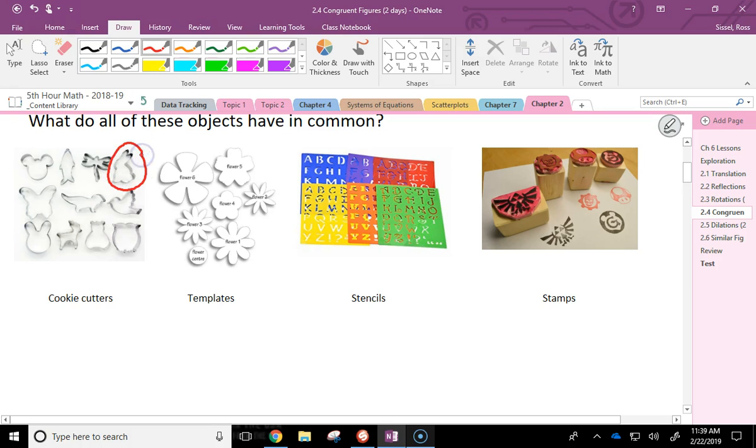What if I laid out a bunch of cookie dough and then I took this rabbit cookie cutter and I just started pressing it down in different spots? It makes a shape. What about that shape though? All the shapes are going to be the exact same. Same thing with the stencils or the stamps. These are things that in real life make congruent images. Ones that are exactly the same.